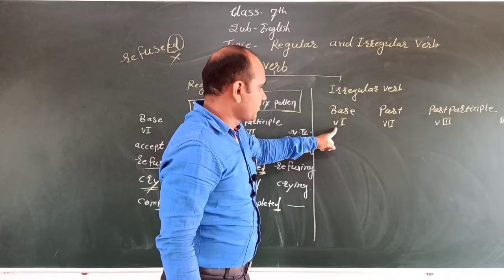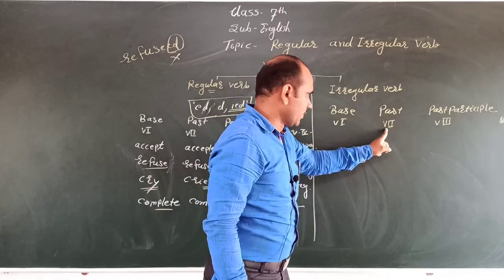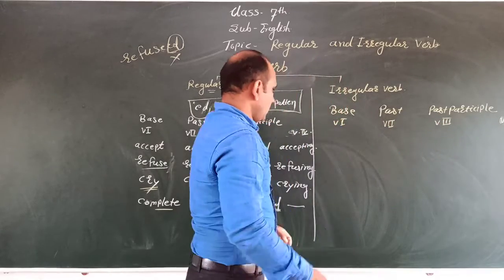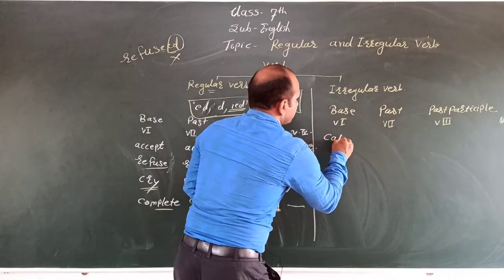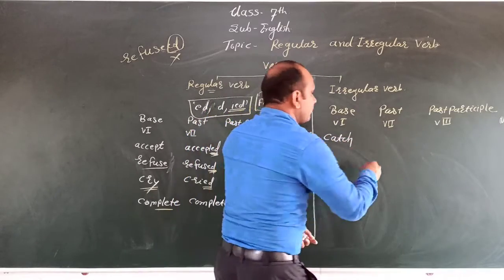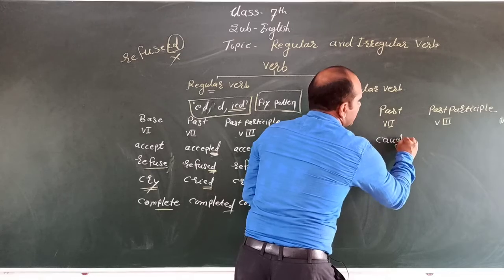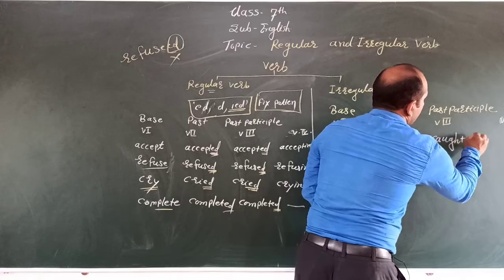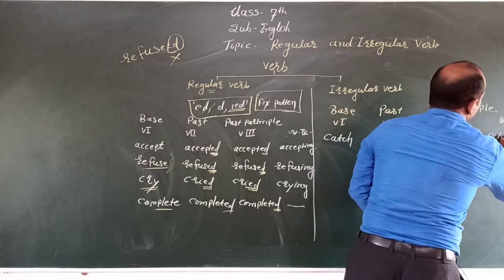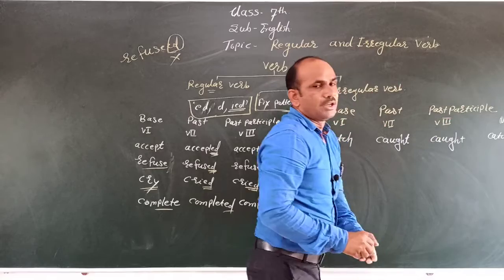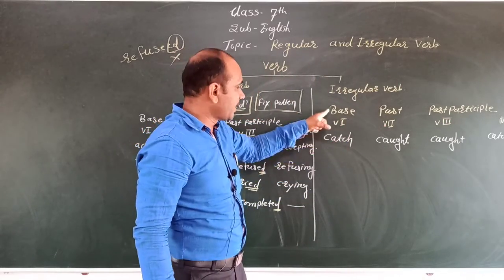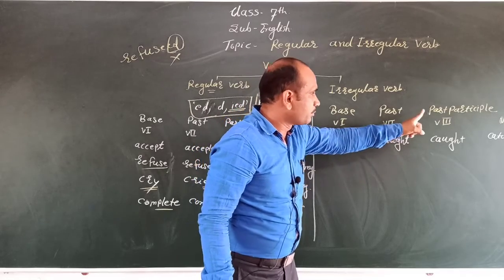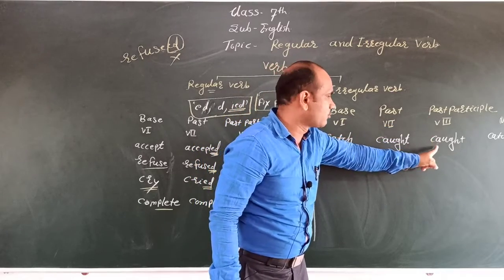Listen, base form is first form of the verb, past form is second form of the verb, past participle means third form of the verb. For example, we write here catch, first form of the verb, second form is caught, c-a-u-g-h-t, third form also caught, c-a-u-g-h-t, and fourth form is catching. Now the first form of the verb is catch, that is the base form. Then past form means second form, caught, past participle means third form of the verb, caught.